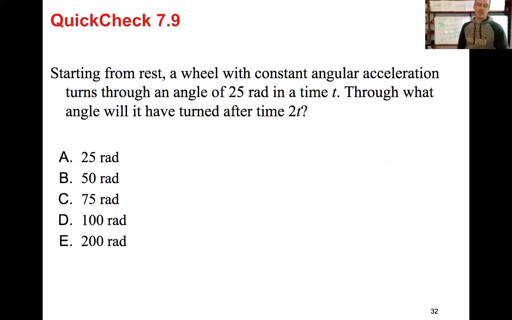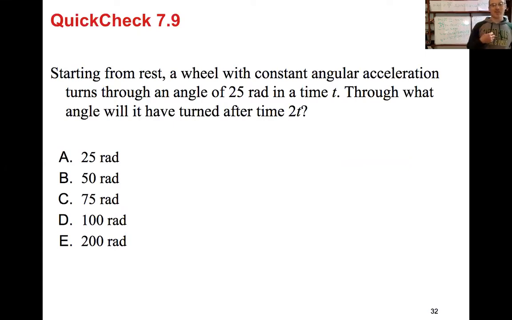So starting from rest, a wheel with a constant angular acceleration turns through an angle of 25 radians in time t. What angle will it have turned after 2t? So double the time. This is constant angular acceleration. So in the first time, it was 25 in time t. So what if it's double time?